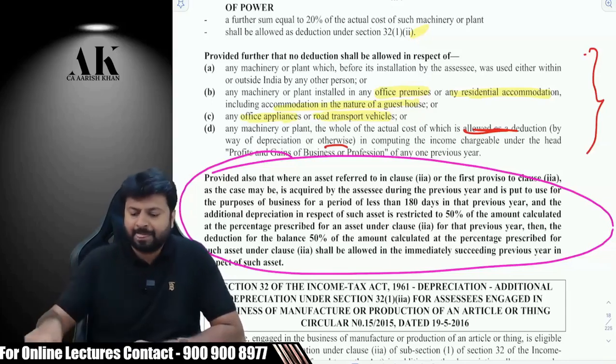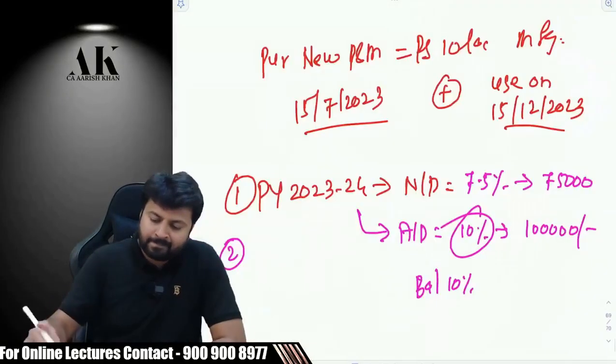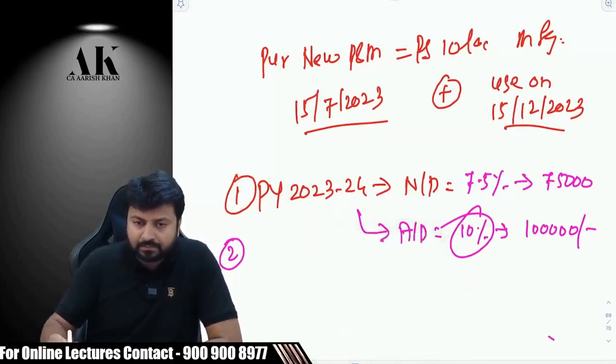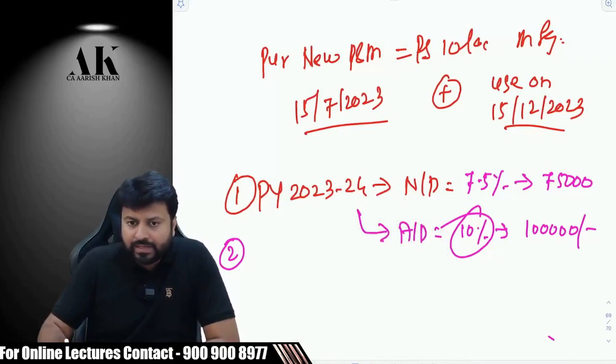What will happen? It will be allowed in the immediately next year. Yes or no? It will be allowed in the next year. Don't worry. So how will it be done? Pay attention. What is the cost of your asset? 10 lakhs. How much normal depreciation? 75,000. How much additional depreciation? 1 lakh. So now the WDV in the next year will be 8,25,000, right?